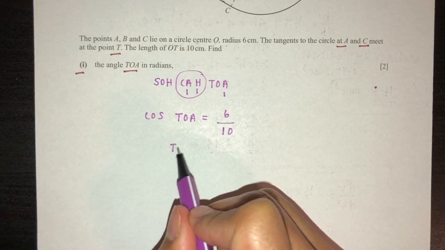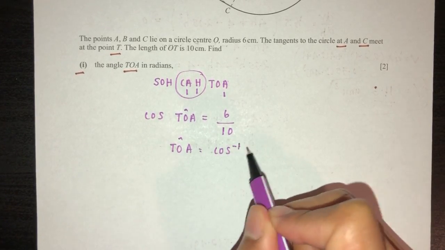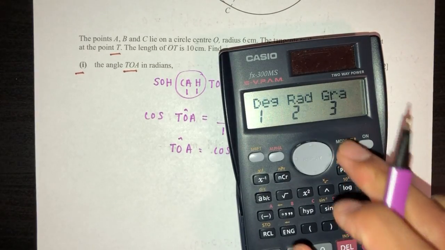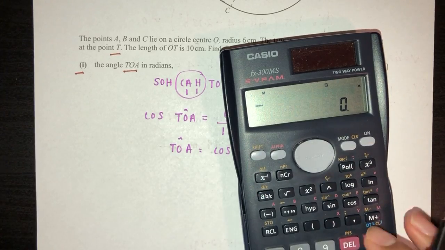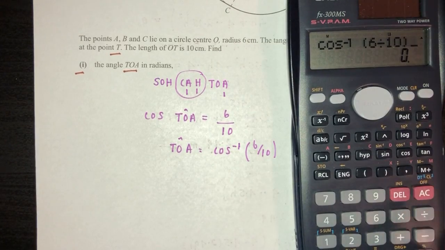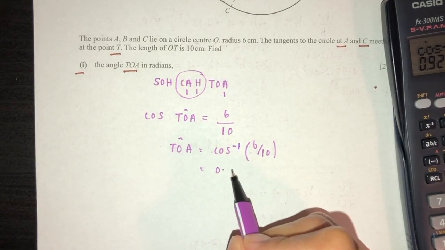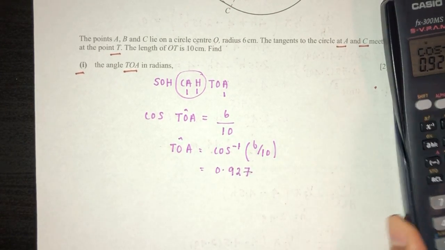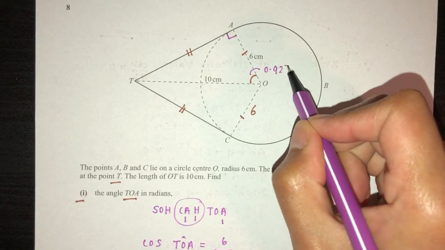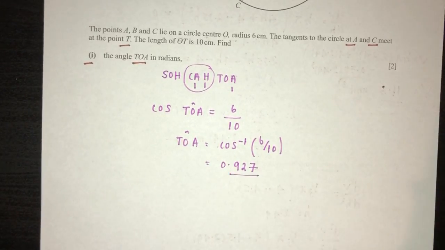Now, TOA is cos inverse 6 over 10. So you have to use radians. So cos inverse 6 divided by 10. That should give you 0.927. So this angle right here is 0.927 radians. So this is your answer for part 1, correct to 3SF.